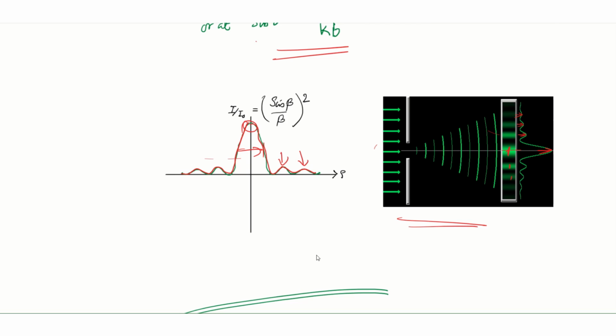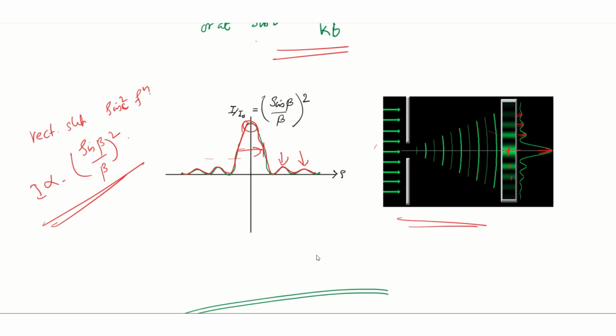And therefore the intensity distribution of diffraction from a rectangular slit is a sinc square function, or it varies as sin beta over beta the whole square. Remember, intensity is something that you can measure. That's why we concentrate on intensity.